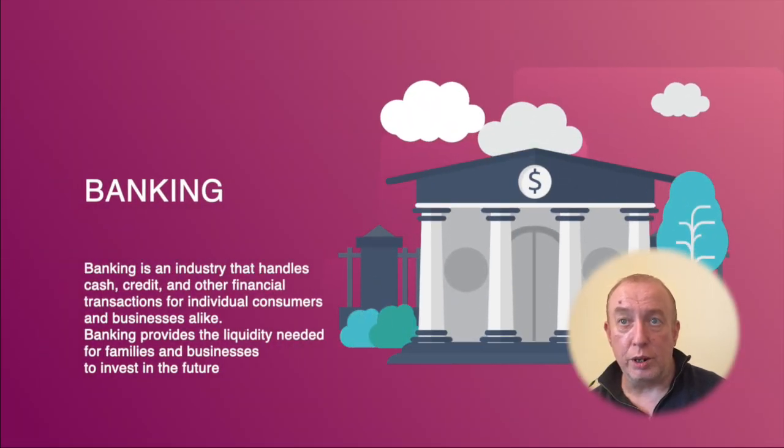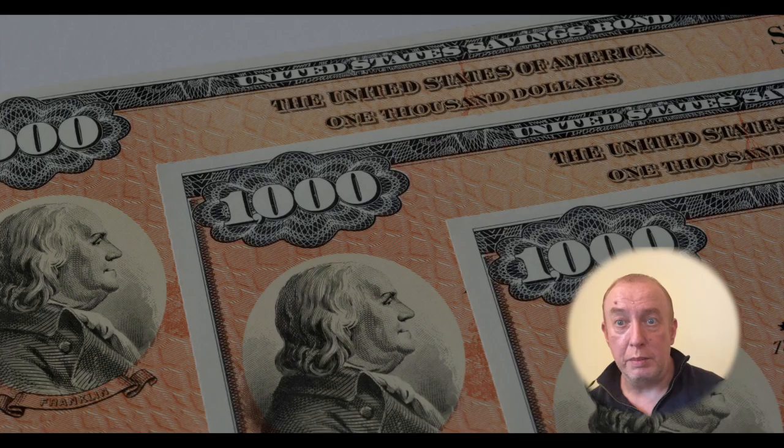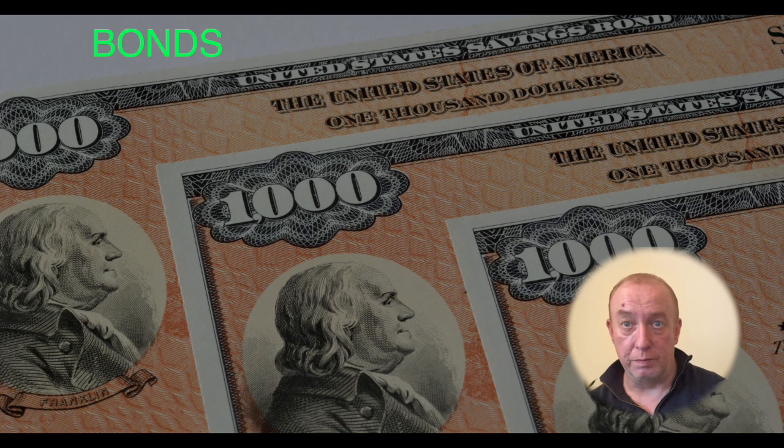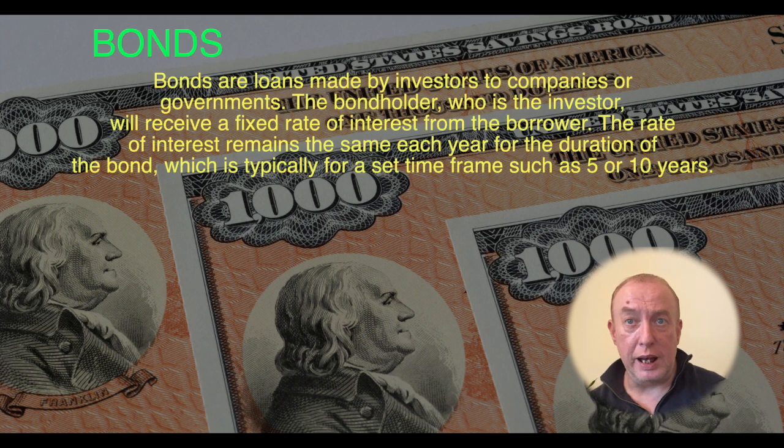Next up is a new topic of banking vocabulary. Number 18. Bonds. Bonds are loans made by investors to companies or governments. The bondholder, who is the investor, will receive a fixed rate of interest from the borrower. The rate of interest remains the same each year for the duration of the bond, which is typically for a set time frame such as 5 or 10 years.